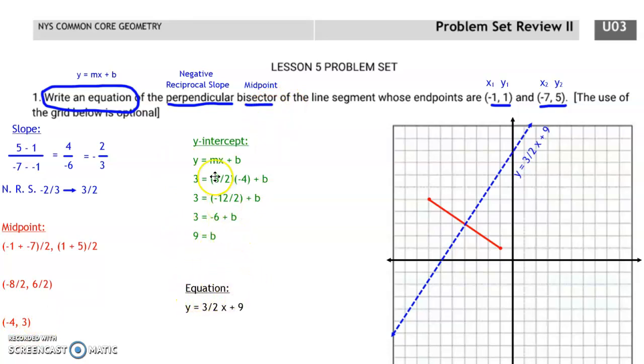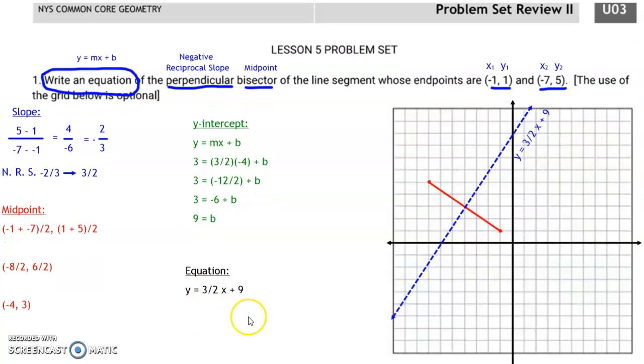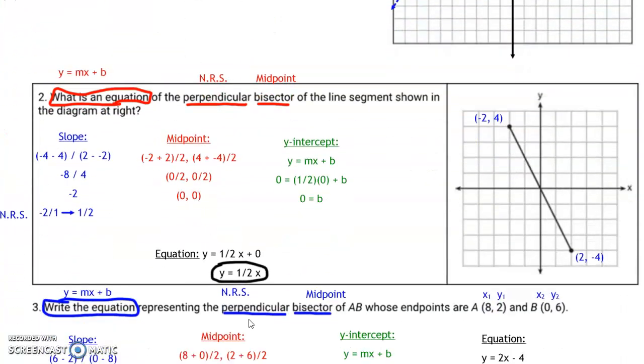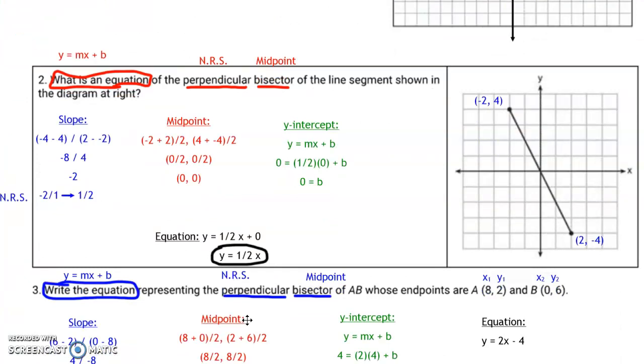Once we get the y-intercept and the slope, here's my slope, here's my y-intercept, turned into an equation very easily by substituting those slope and y-intercept into the equation. Question number 2, no surprise here, asks us to do the same exact thing.